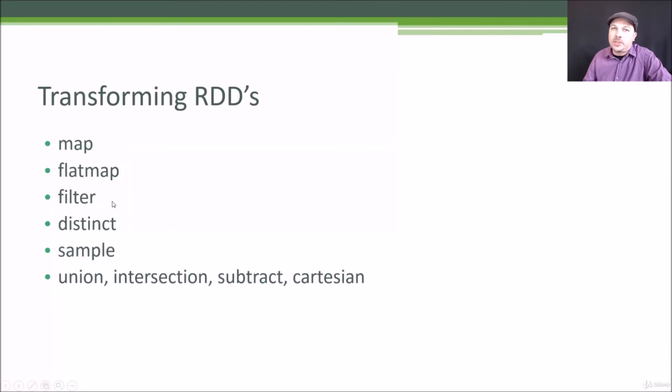Also, filter can be used if what you want to do is just create a Boolean function that says, should this row be preserved or not, yes or no. And there are some less commonly used transformations as well, like distinct, which will only return distinct values within your RDD. Sample lets you take a random sample from it, and then you can perform set operations like union, intersection, subtract, or even produce every Cartesian combination that exists within an RDD.